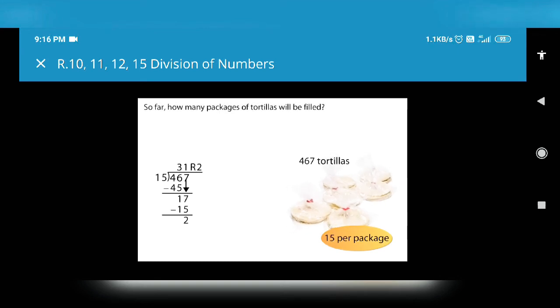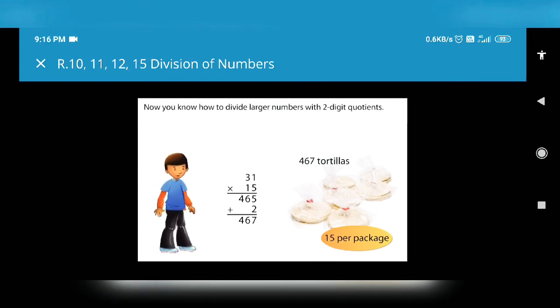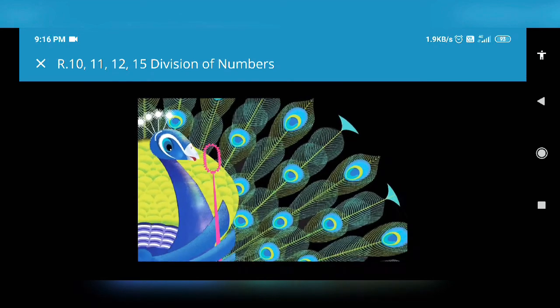So far, how many packages of tortillas will be filled? So far, 31 packages of tortillas will be filled. How many tortillas are made for the next package? 2 tortillas have been made for the next package of tortillas. Check your work. Now you know how to divide larger numbers with 2-digit quotients.